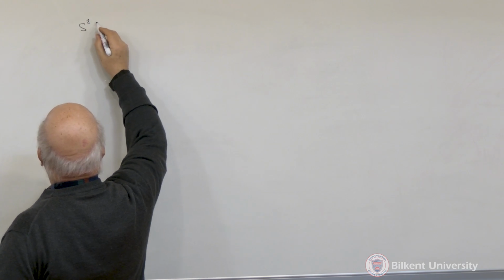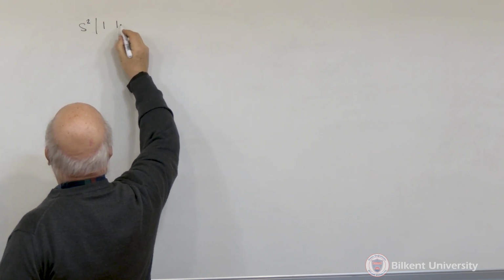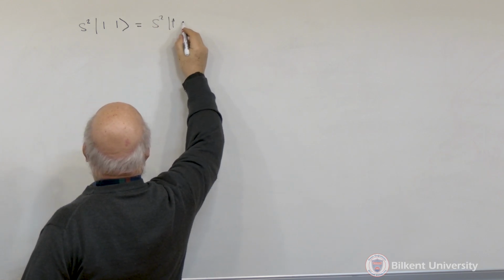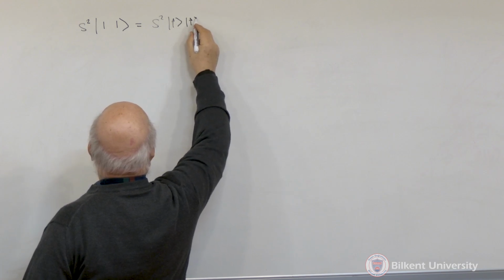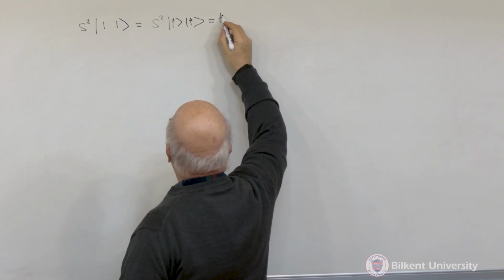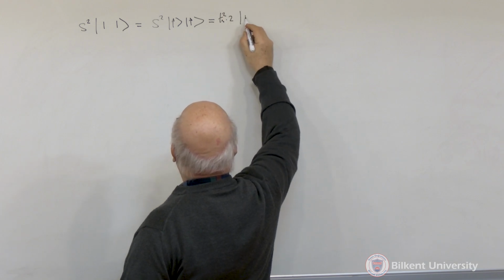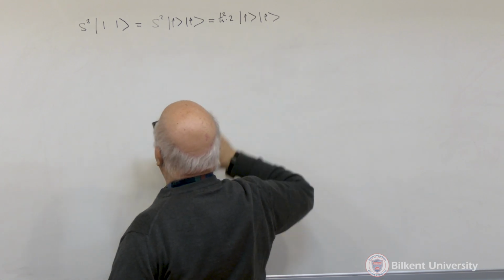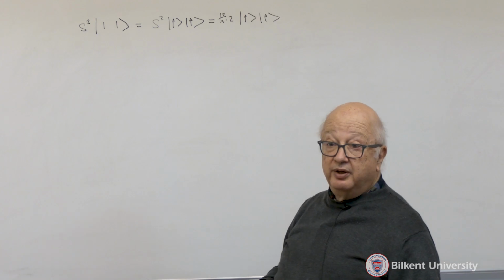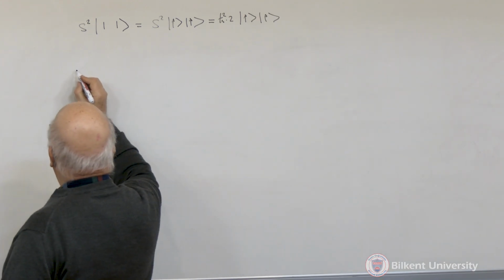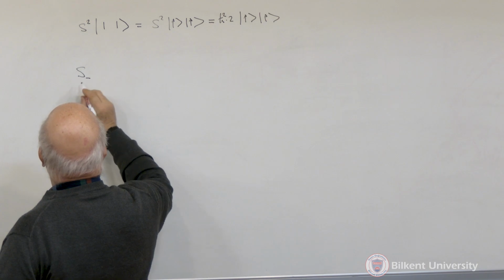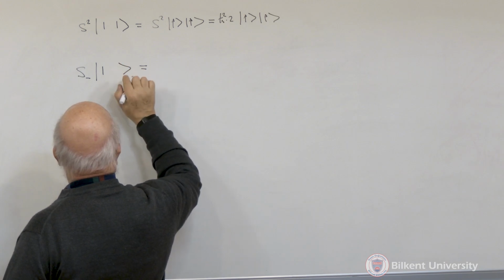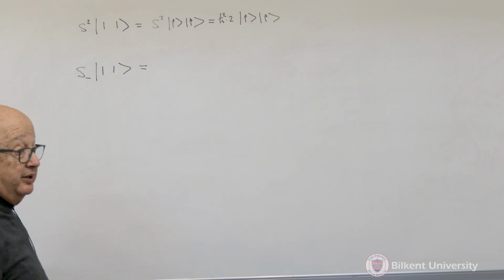We just noticed that s squared on the state 1, 1 is s squared on up, up, which gave us h bar squared times 2 up, up, okay? So that's our 1, 1 state. Now, if I operate with an S minus on the 1, 1 state, what will I get?